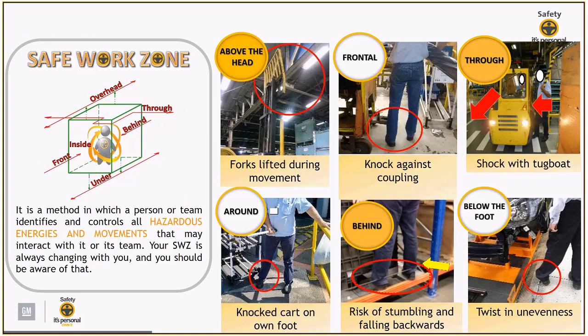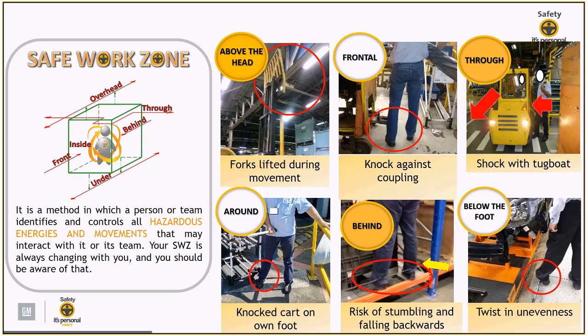So here are some examples of safe work zones, right? A safe work zone is a method in which the person or team identifies and controls all hazardous energies and movement that may interact with it or its team. Your safe work zone is always changing, and you should be aware of that. Depending on where you are, you could have an injury that could possibly happen from above the head. So in this example, you see that forks are lifted during movement. You may have a hazard that's right in front of you, right? Knocking against something. You may be about to run into something, right? So going through something.